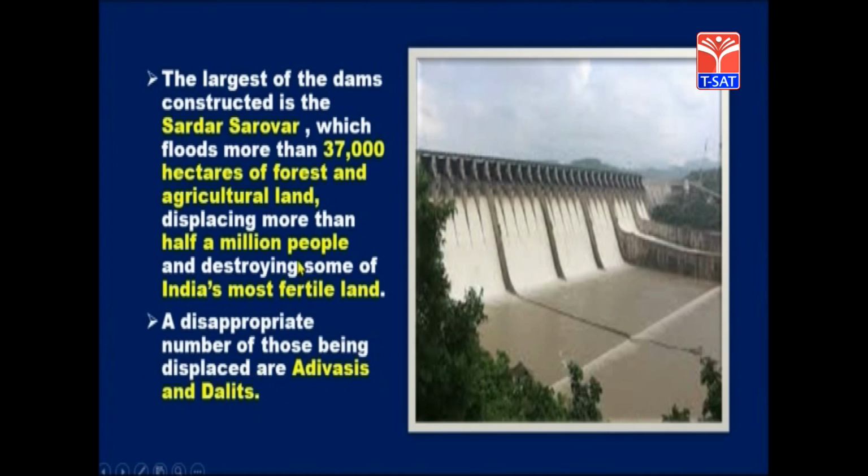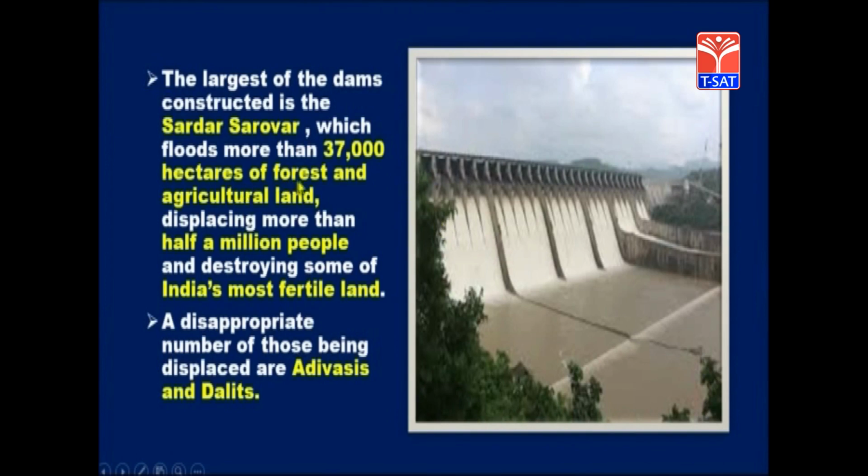So why are people not willing, why are they against the construction of dams? Because these dams may flood many regions. How much? 37,000 hectares of forest area can be flooded, and not only that, even the agricultural land can be flooded. More than 500,000 people can be displaced. That means they have to vacate that area and move to other places. So who are the people who are living in these areas, in the forest?